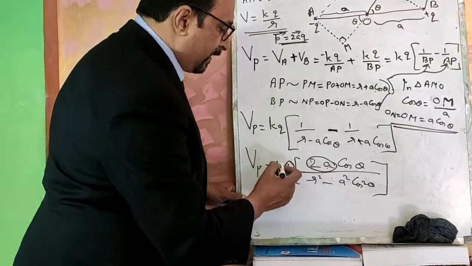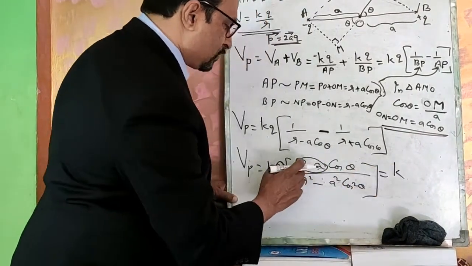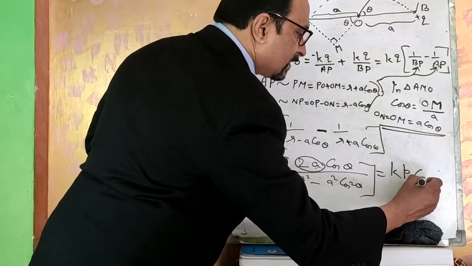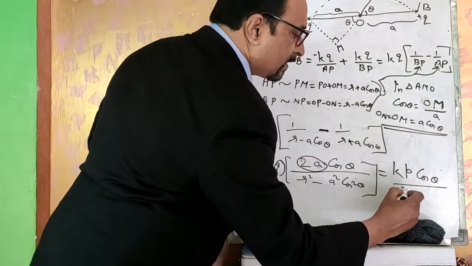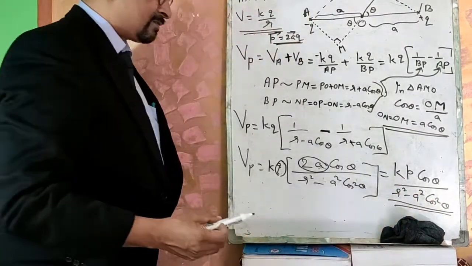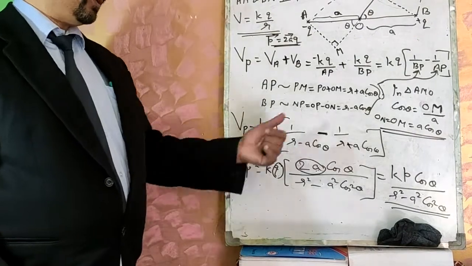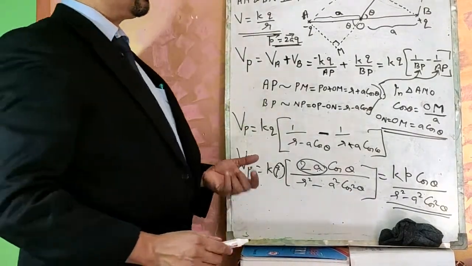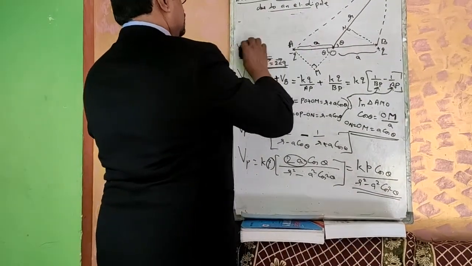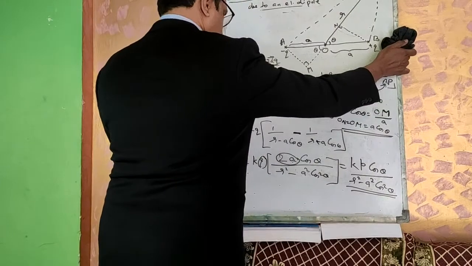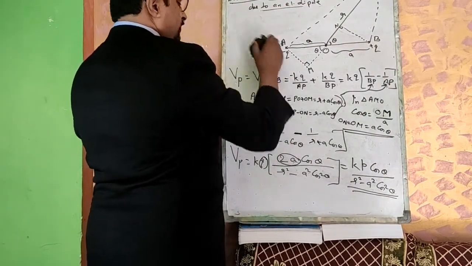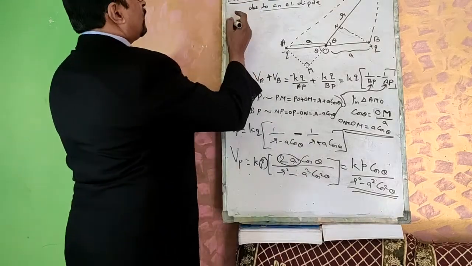So the final expression will be K into, because 2AQ is p, so Kp cos theta divided by R square minus A square cos square theta. This is the expression for potential at any point due to an electric dipole. Now, suppose the point is along the axial line. P is any point on the axial line.